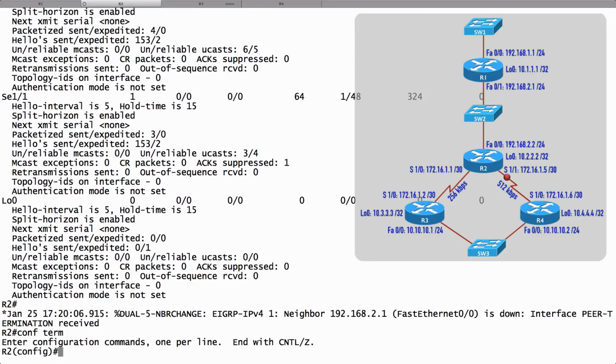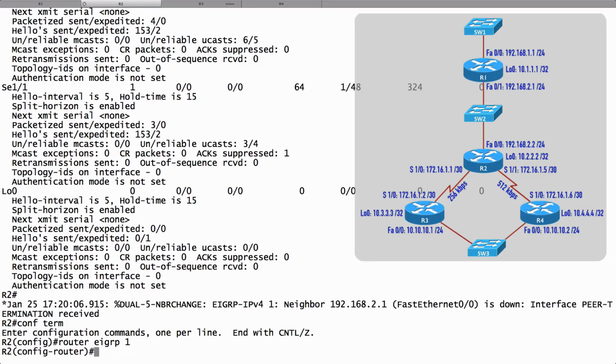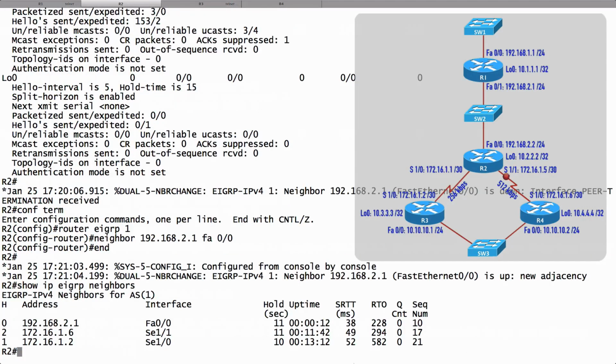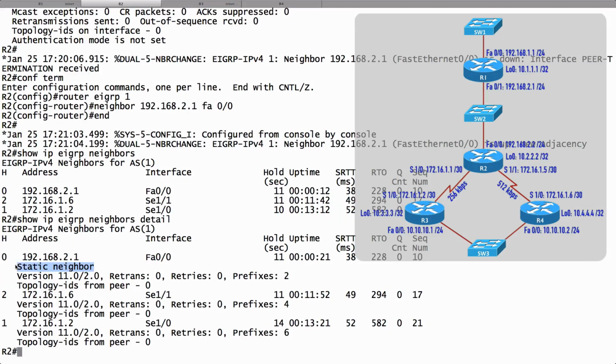So let's go to R2 and let's say router EIGRP 1, and we'll say neighbor, and we'll give an IP address of 192.168.2.1, and it's available off of R2's FastEthernet 0/0 interface. And now we've statically configured our neighbors, and we see that we have a new adjacency. Let's just double check that. We'll do a show IP EIGRP neighbors command, and we see that we are a neighbor with R1, or we could give the detail keyword, and it will tell us that we are a static neighbor, that R1 was not dynamically learned, it was statically configured.